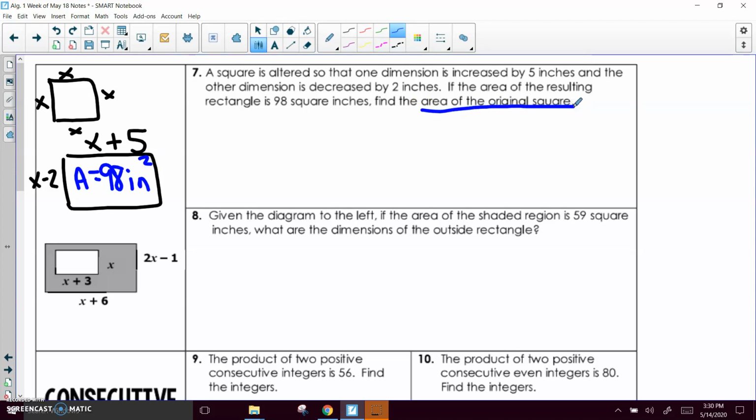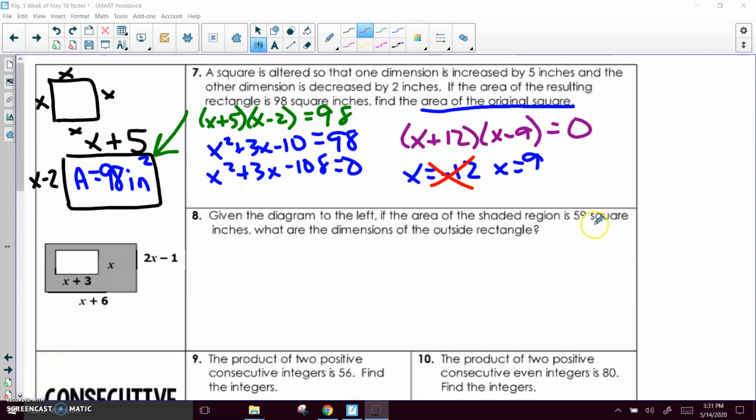Well, in order to find the area of the original square, I need to know the value of x. So to find the value of x, I'm going to use my rectangle drawing and solve just like we did on the first page. So length times width, x plus 5 times x minus 2 is equal to 98. Okay, hit pause to solve for x. Hopefully you found that the value of x is 9.